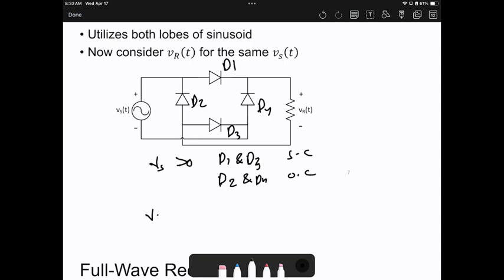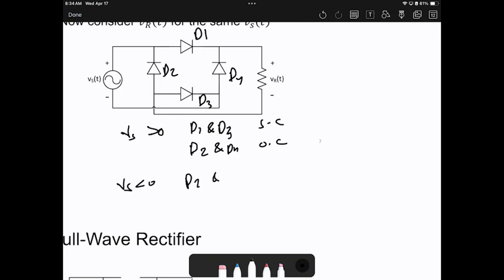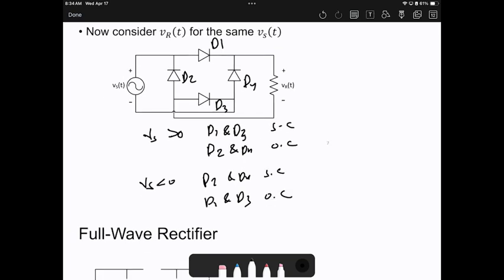How about when Vs negative? It will be the opposite way. D2 and D4 are short circuits, while D1 and D3 are open circuits. This is the rule. So this allows us every time VR will be positive. How can we do this?